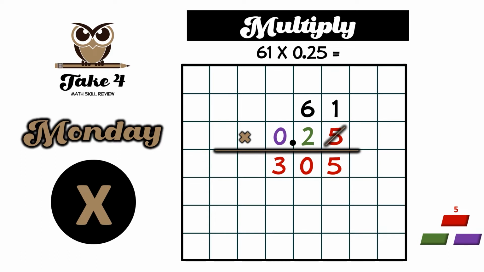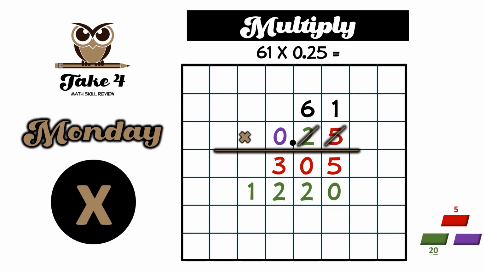And now it's time to multiply by the 2. But the 2 is in the second place, so it's actually a 2, 0. We're going to use that 0 as a placeholder. And now we can just multiply by 2. 2 times 1 equals 2. 2 times 6 equals 12. We're done multiplying by 2.